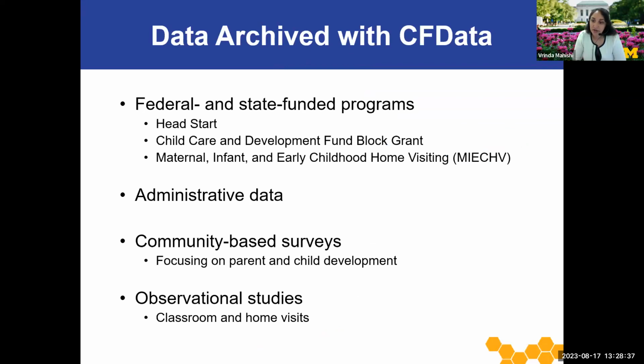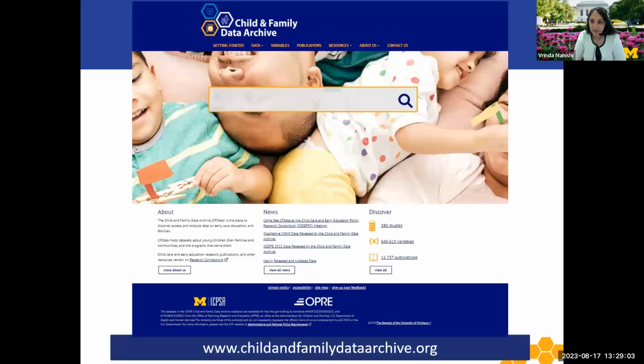CFData has a range of data, including on federal and state funded programs such as Head Start, Child Care and Development Fund Block Grant, and the Maternal, Infant, and Early Childhood Home Visiting Program. We also have administrative data, community-based surveys focused on parent and child development, and observational studies in classrooms and homes. The CFData website is available at childandfamilydataarchive.org. Through the website, users can explore data, learn more about childcare and early education research, and discover the training opportunities presented by us.